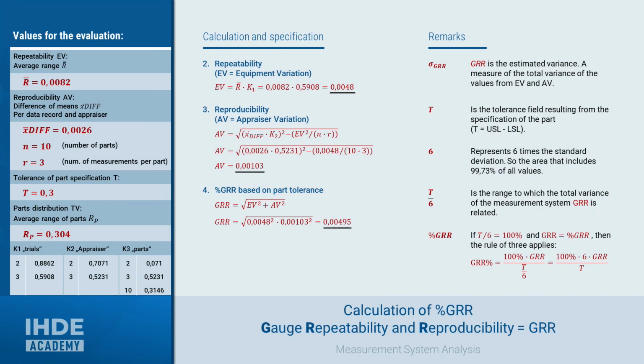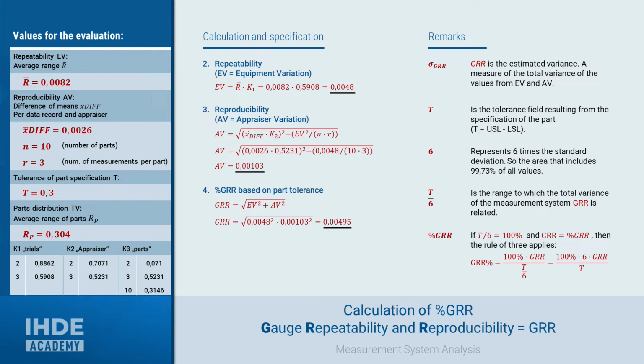Now that we have determined the repeatability and the reproducibility of the measuring equipment, the combined total variance can now be calculated from these 2 values. GRR, which stands for gauge repeatability and reproducibility, is this measure of the total variance of EV and AV. If you enter the appropriate values into the formula, you get a value for GRR of 0.00495 mm.